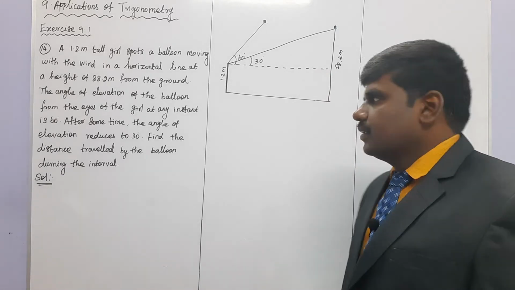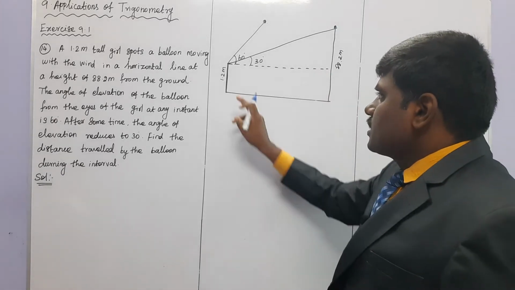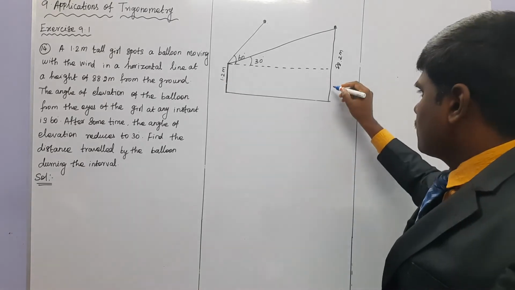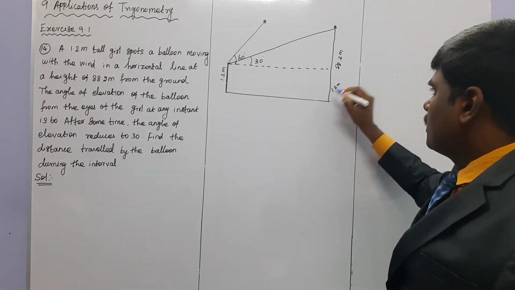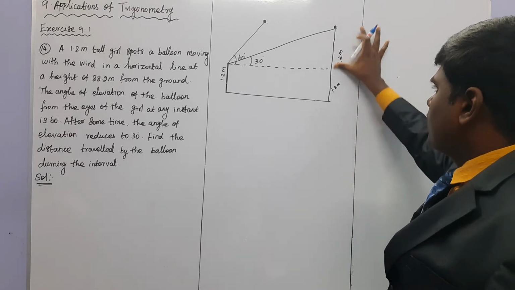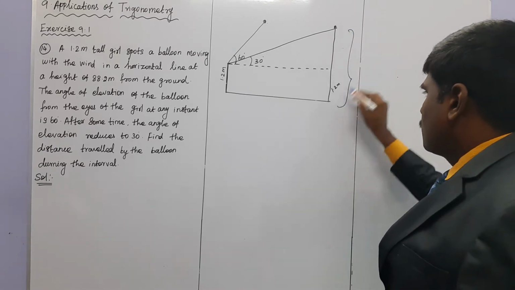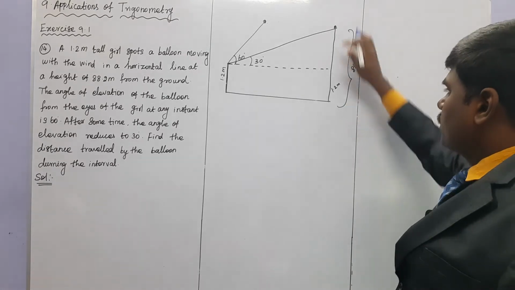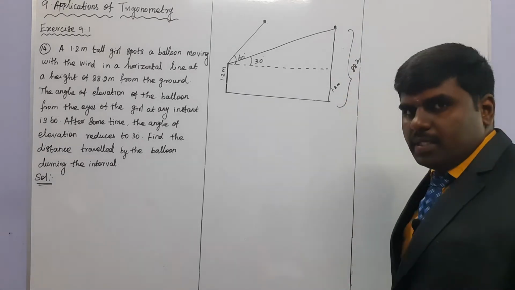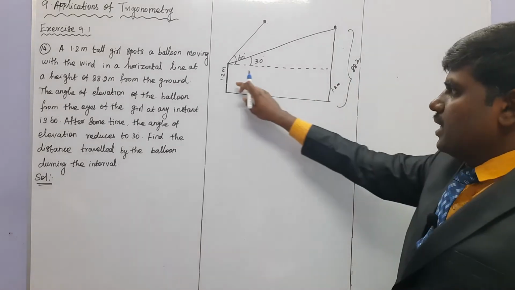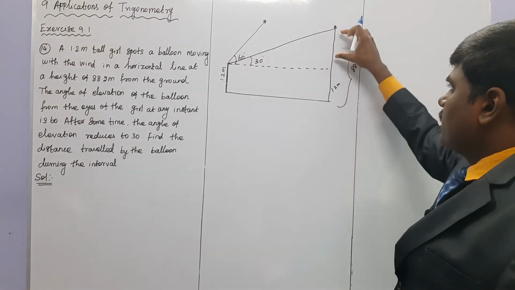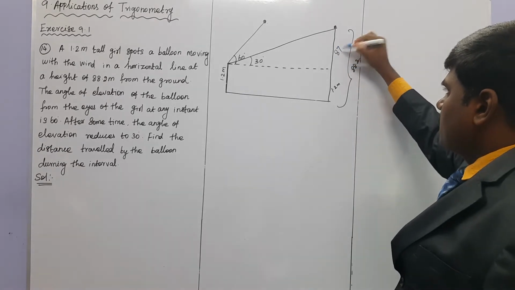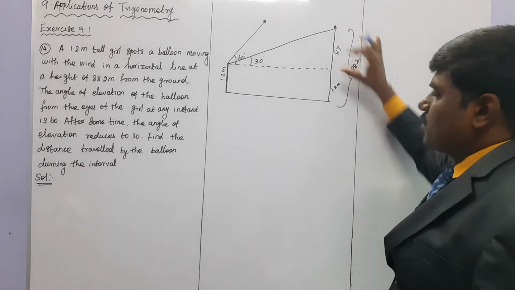Now see, the height of the girl is 1.2 meter, so the same distance here is 1.2 meter. The total height of the balloon from the ground is 88.2 meter. So I separate the girl's height of 1.2, and the remaining distance would be 87.